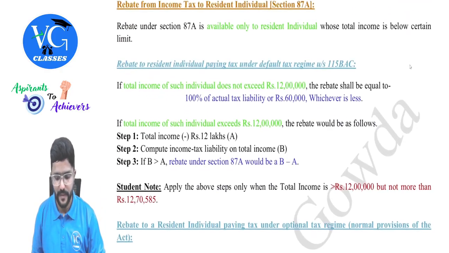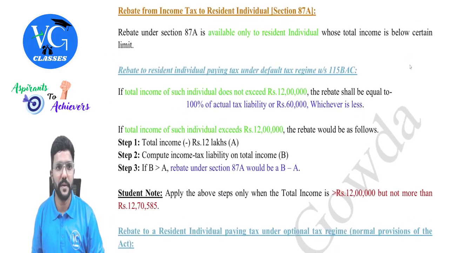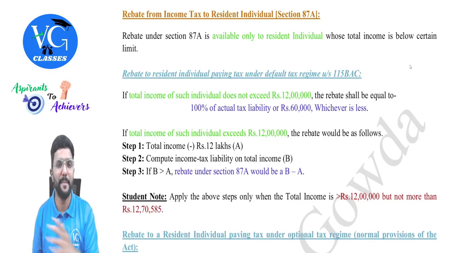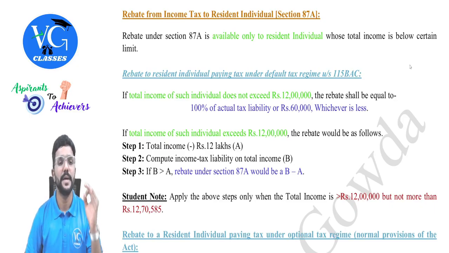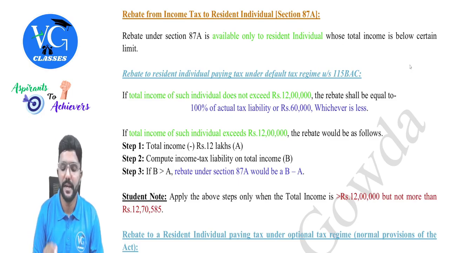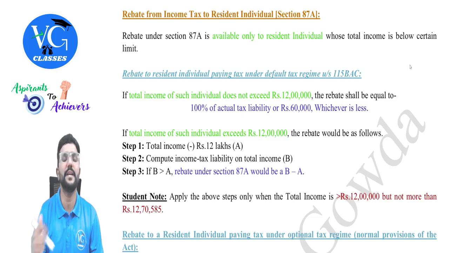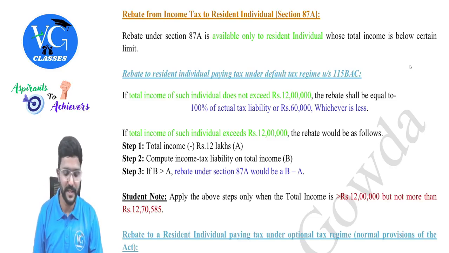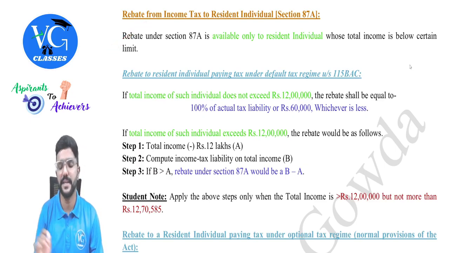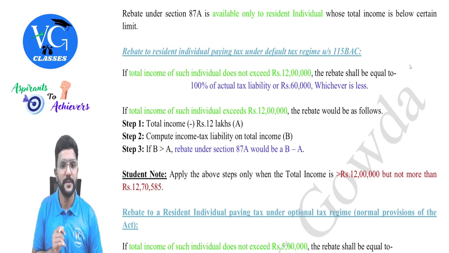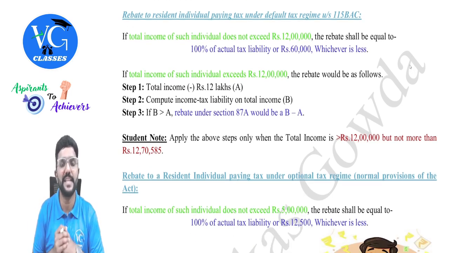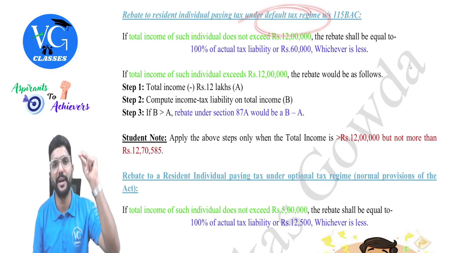Fine, guys. Now, the most important thing, rebate, which has undergone an amendment, guys. Yes, let us learn it. Rebate from income tax to resident individual, Section 87A. Guys, rebate under Section 87A is a benefit given to the assessee, but it is available only to resident individuals. Rebate under Section 87A is available only to resident individuals whose total income is within a certain limit. So it will change as per the scheme opted by the resident individual.